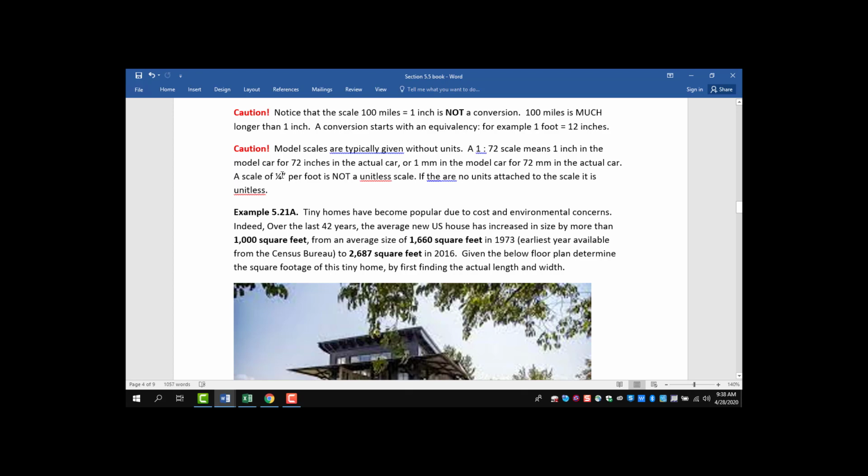A scale of 1/4 inch per foot is not a unitless scale. A 1/4 inch divided by a foot, that's not unitless because inches and feet are not the same. If there are no units attached to the scale like this, like the 1 to 72, then it is unitless, okay?